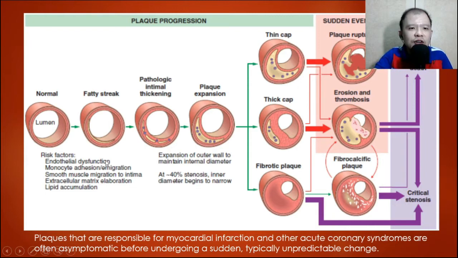And this is the progression. You have a normal blood vessel, which starts with fatty streaks. You have thickening because of the cholesterol. You have atheroma formation. And these are the consequences or the complications. What is crucial here is that a thin fibrous cap is very dangerous for plaque rupture. If you have a thick fibrous cap, that can still lead to erosion, leading to spilling out of the thrombogenic substances and thrombosis. And you have a fibrotic plaque leading to critical stenosis.